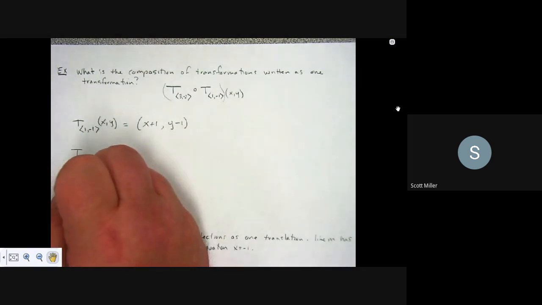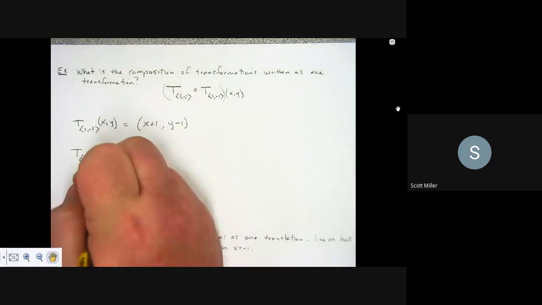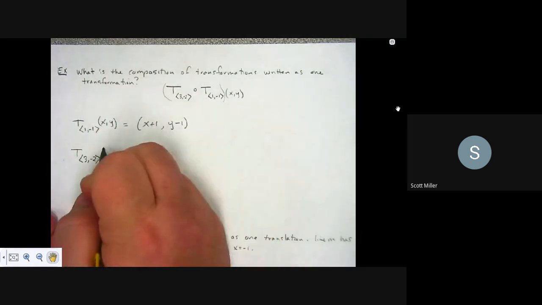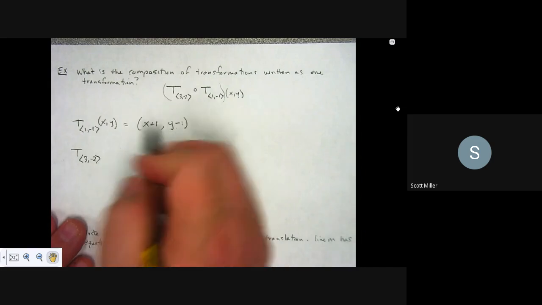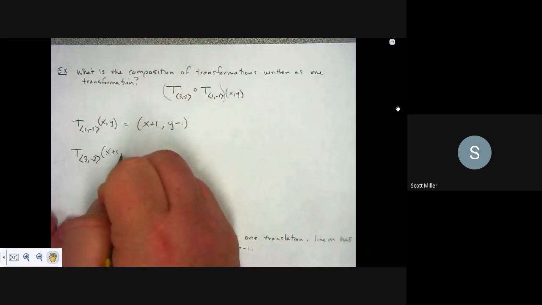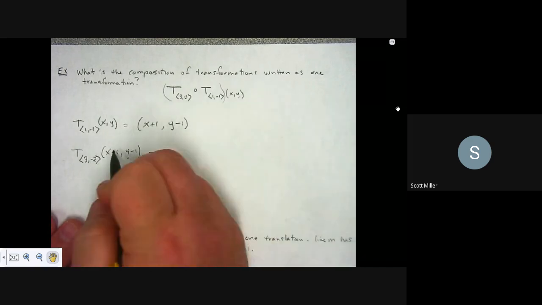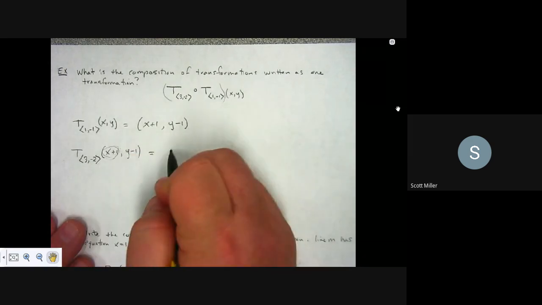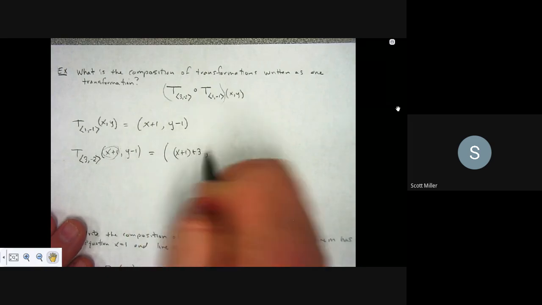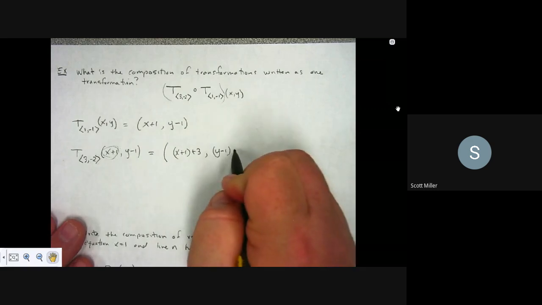So what is a translation of 3, -2 doing to this point? So this is where we're at now. So we're going to do this translation on that result. What does that do? It takes this quantity, so x plus 1, and adds 3 to it. And then it takes that quantity and subtracts 2 from it.